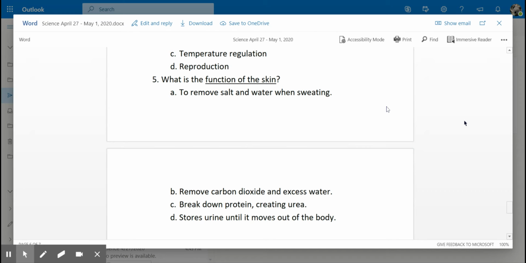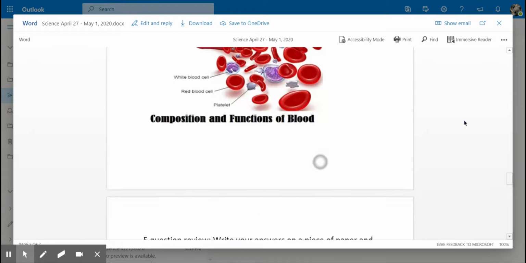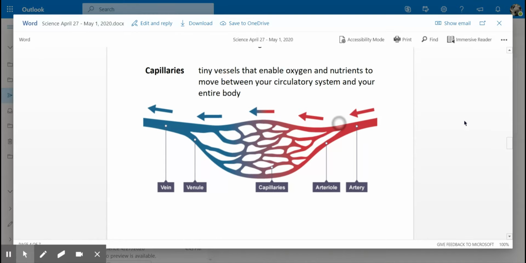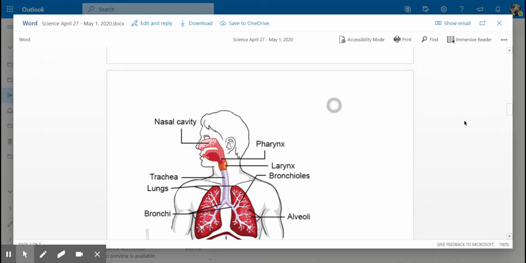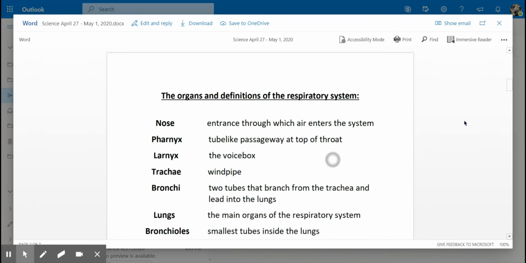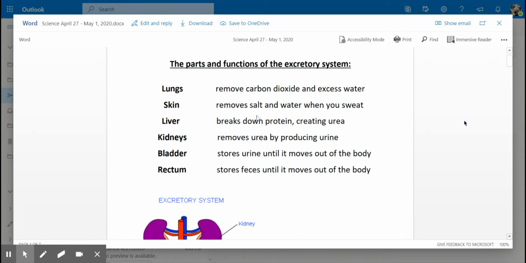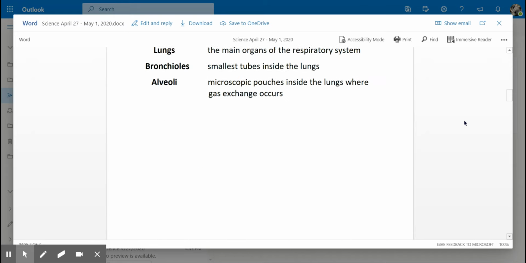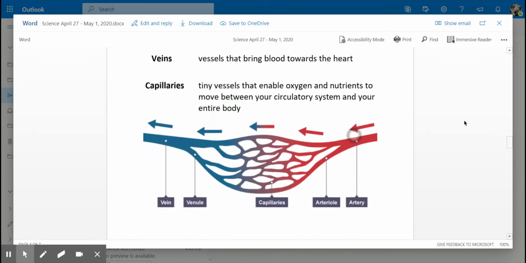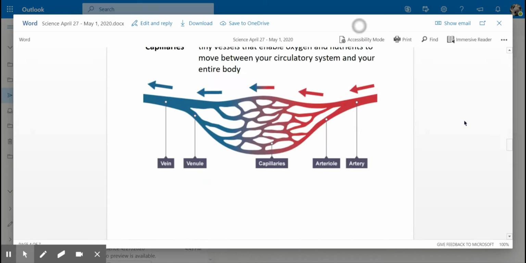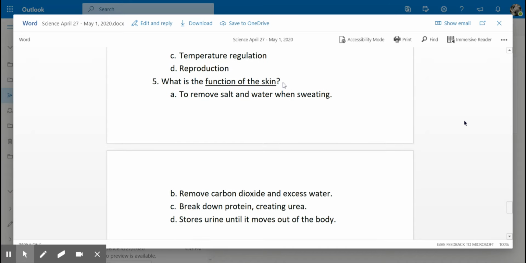So what is the function of the skin? Let's go back up. I think that was one of the first things we talked about. So I'm going to go all the way back to the very top of my text. Not yet. There we are. Skin. Yes, it removes salt and water when you sweat. You were right. Alrighty, let's go back down. Reviewing all of our science today. Number 5. What is the function of the skin? A. To remove salt and water when sweating. Fantastic. Let's check our answers.